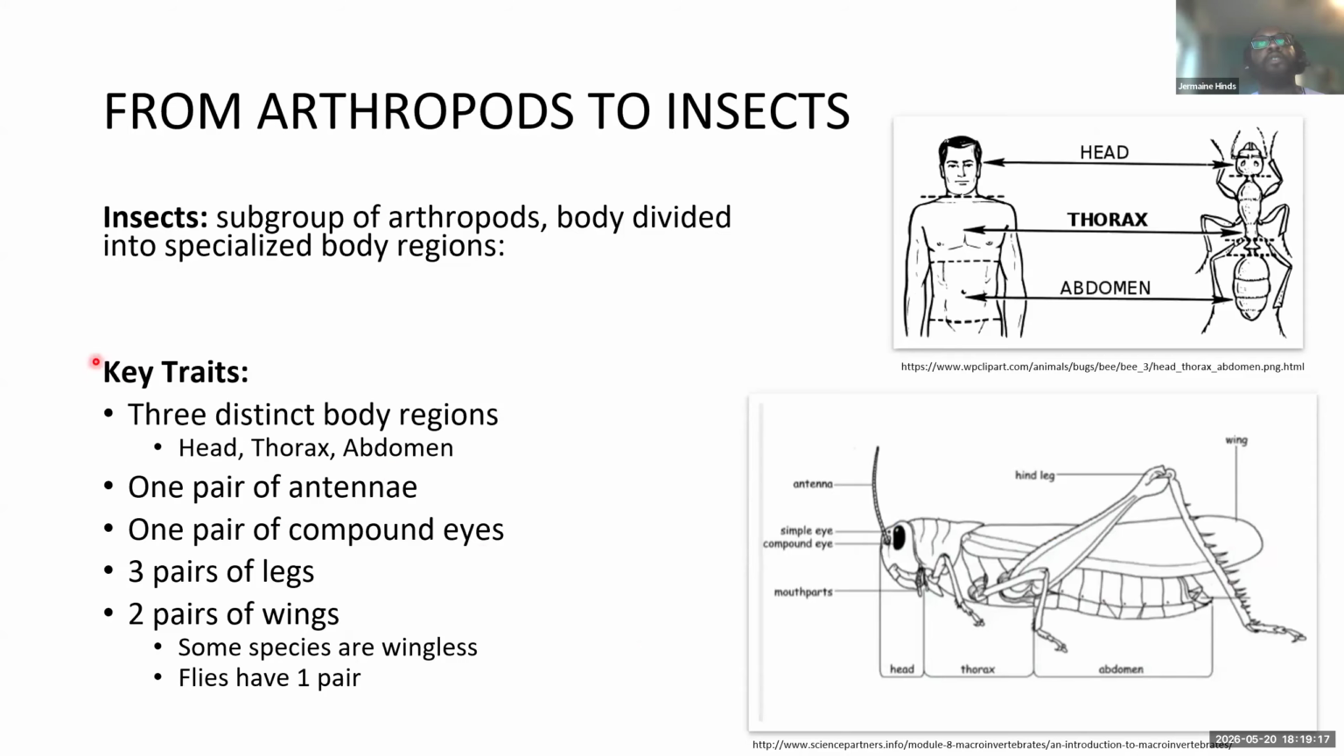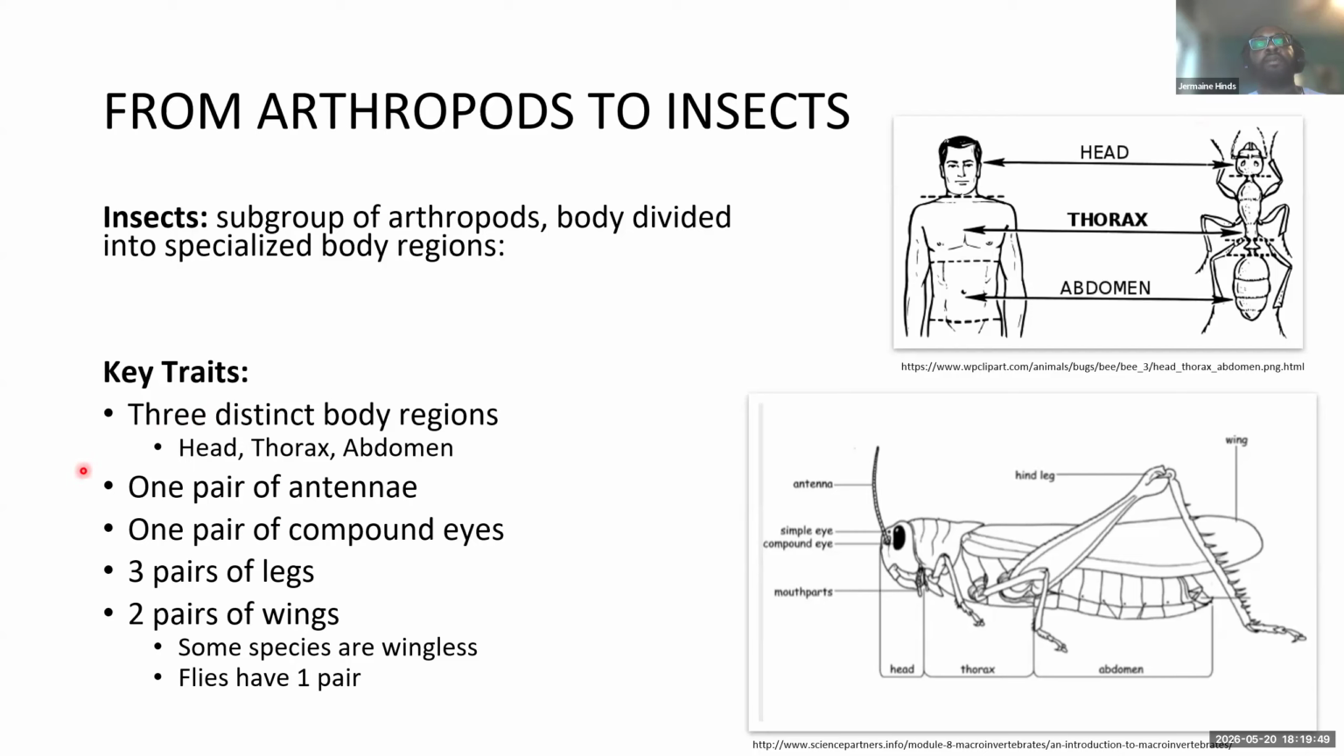And so moving from arthropods to insects. Insects are a subgroup of arthropods. So all insects are arthropods, but not all arthropods are insects. The thing that makes the insects is that their body is divided into specialized body regions. They have this head, thorax, and abdomen region. The head is for sensory, the thorax is for movement and locomotion, and the abdomen is usually for reproduction, digestion, things like that.